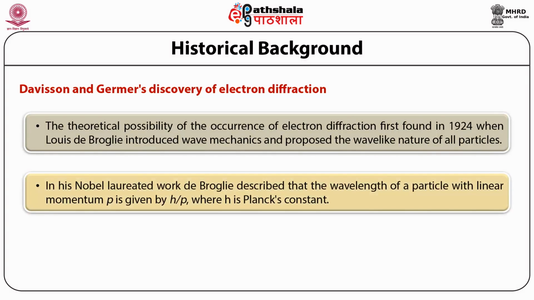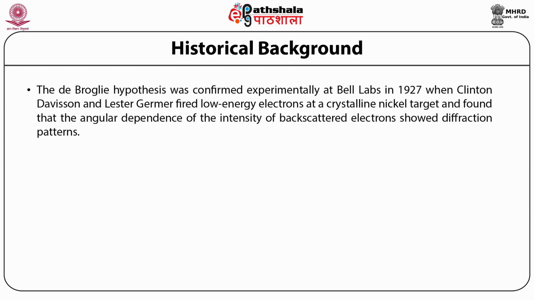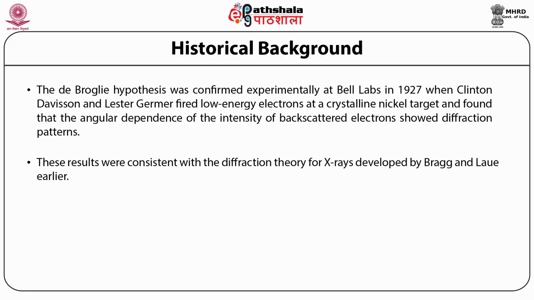In his Nobel-winning work, de Broglie described that the wavelength of a particle with linear momentum p is given by h by p, where h is the Planck's constant. The de Broglie hypothesis was confirmed experimentally at Bell Labs in 1927 when Clinton Davisson and Lester Germer fired low-energy electrons at a crystalline nickel target and found that the angular dependence of the intensity of backscattered electrons showed diffraction patterns. This was repeated a number of times and similar results were obtained. These results were consistent with the diffraction theory for X-rays developed by Bragg and Laue earlier.